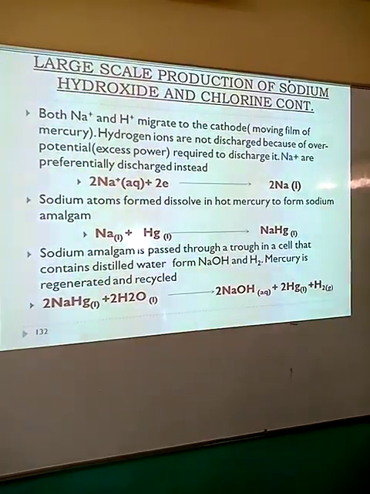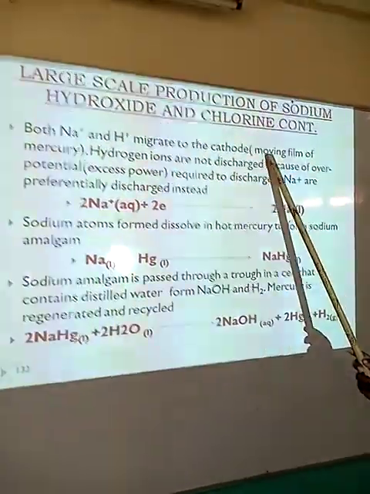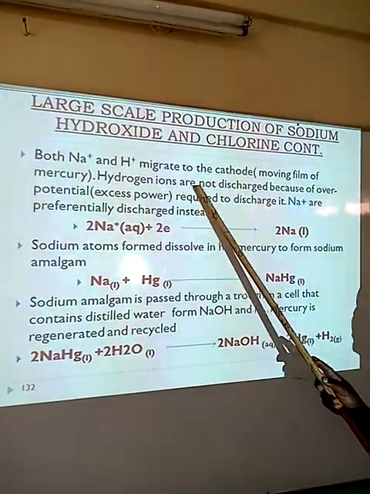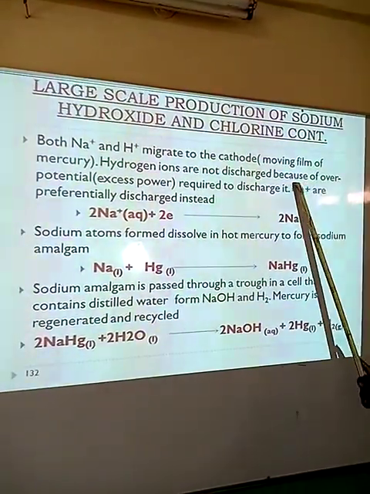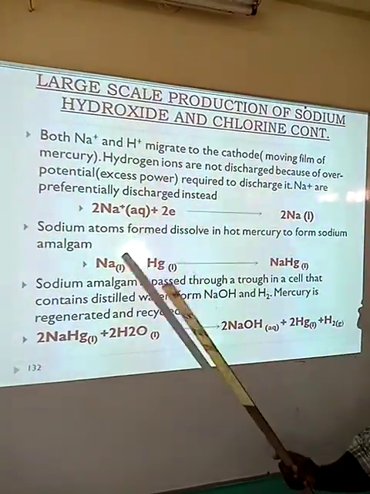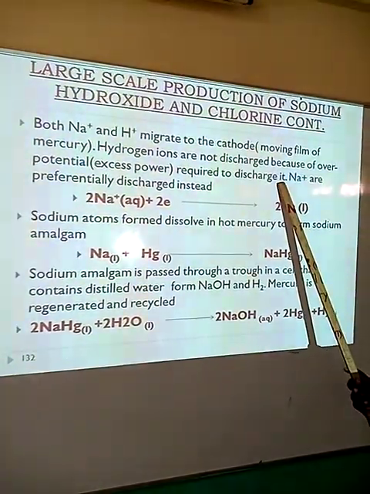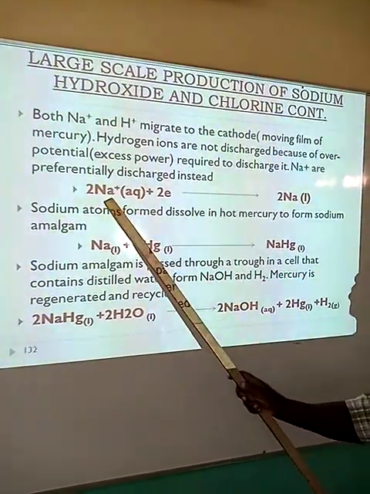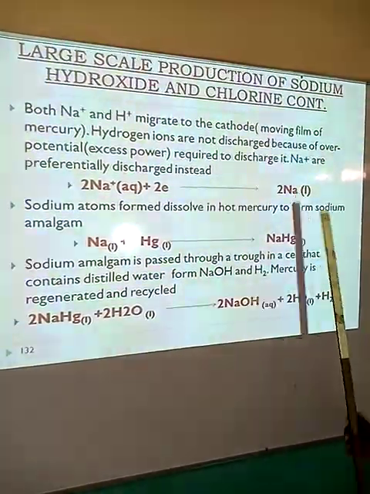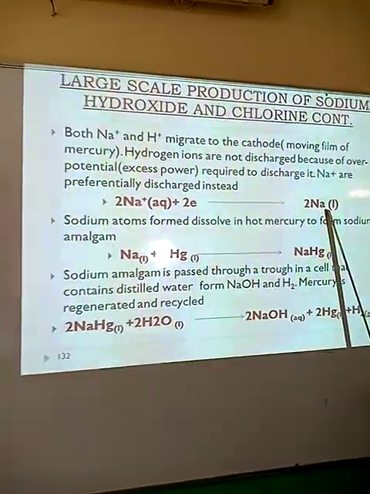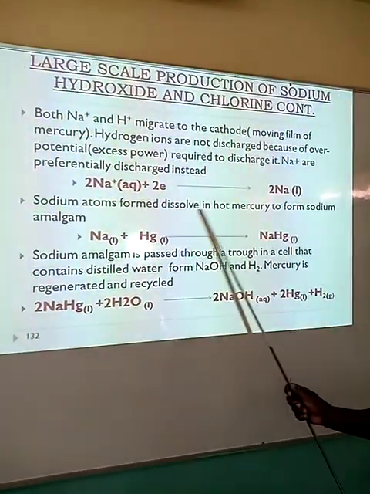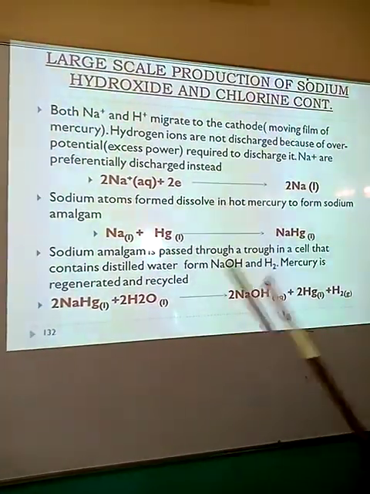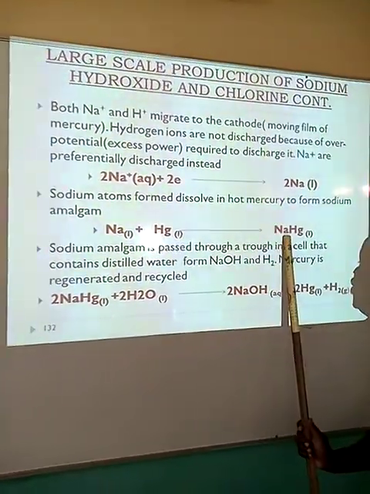And we also have the sodium ions and hydrogen ions migrating to the cathode, the moving film of mercury, but hydrogen ions are not discharged. If you are asked why the hydrogen ion is not discharged, please mention because of overpotential, or the excess power required to discharge it, and that is why sodium ions are preferentially discharged. So sodium ions will pick electrons to form sodium, which will appear in liquid state and dissolve in hot mercury to form what is called sodium amalgam. This is the formula of sodium amalgam.